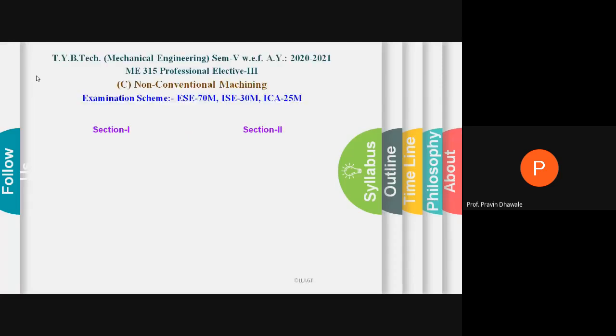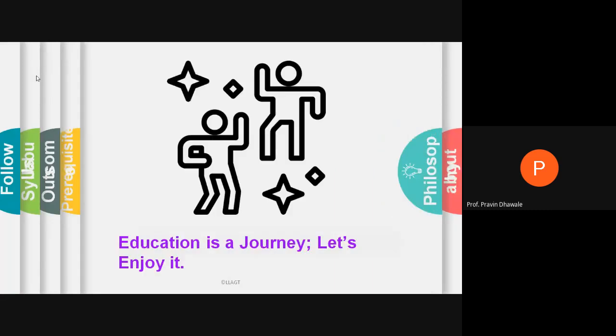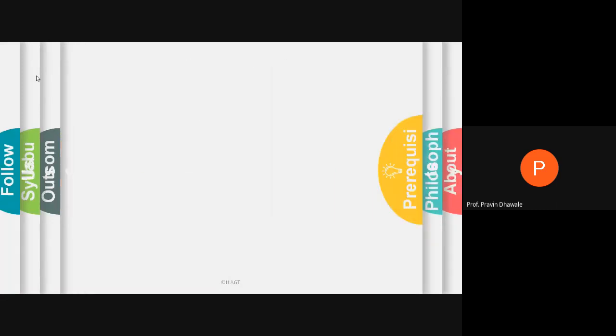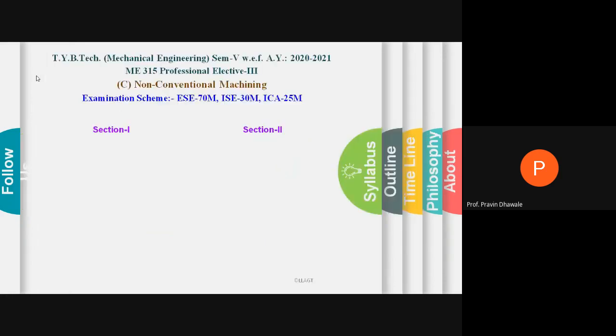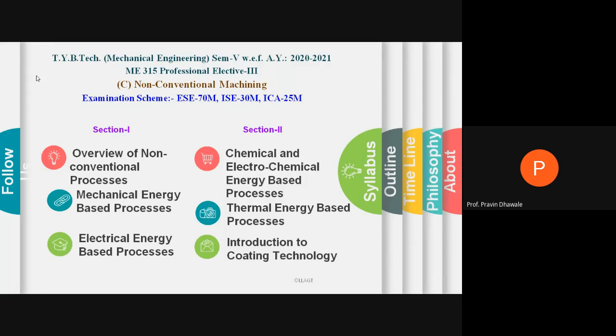In the last lecture, we covered the brief introduction related to our subject, in which you have to think about what the course objective and the course outcome will be. Then we discussed the content of this syllabus, that is non-conventional machining. It has two sections, each section having three chapters. We have to study six chapters considering the two sections, right?